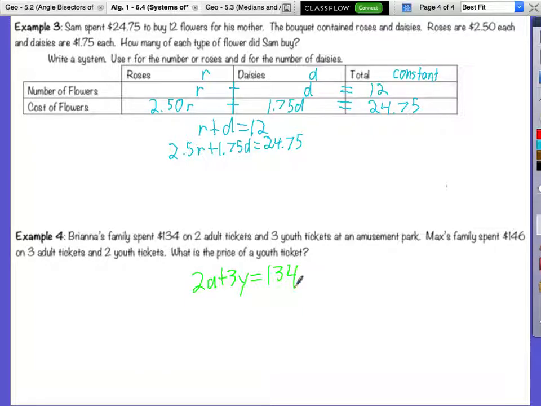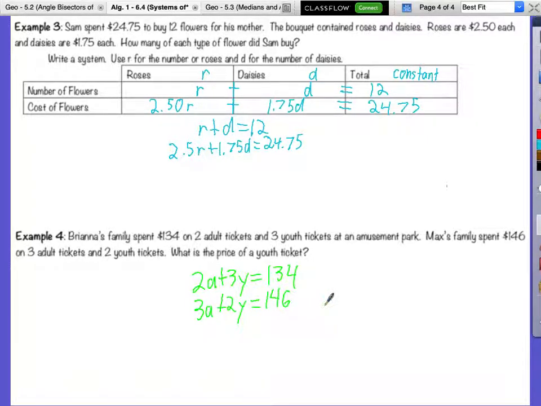Where does 134 come from here, William? The total cost that Brianna's family spent. Brianna, I never know how to pronounce these names. However they want it. Anyway, somebody give me the second equation here. Justin? 146. Let's make it match this one, okay? 3a plus 2y equals 146.